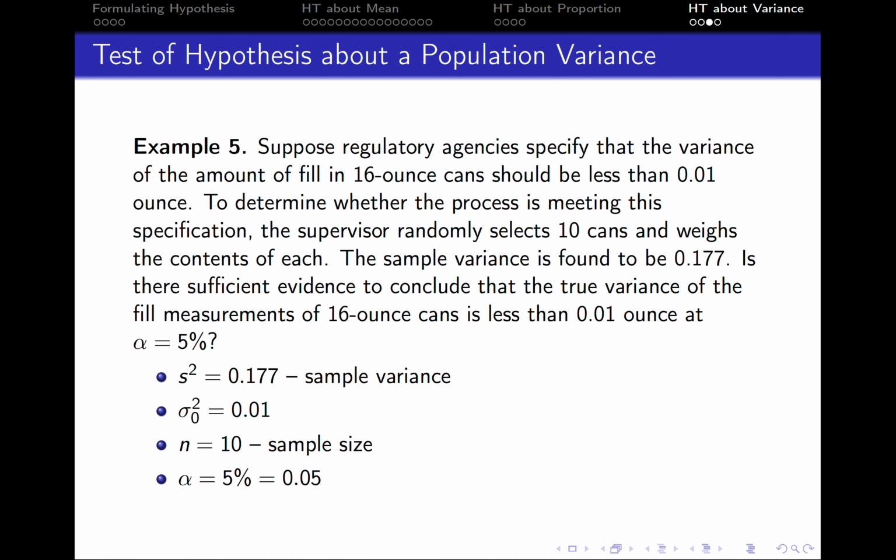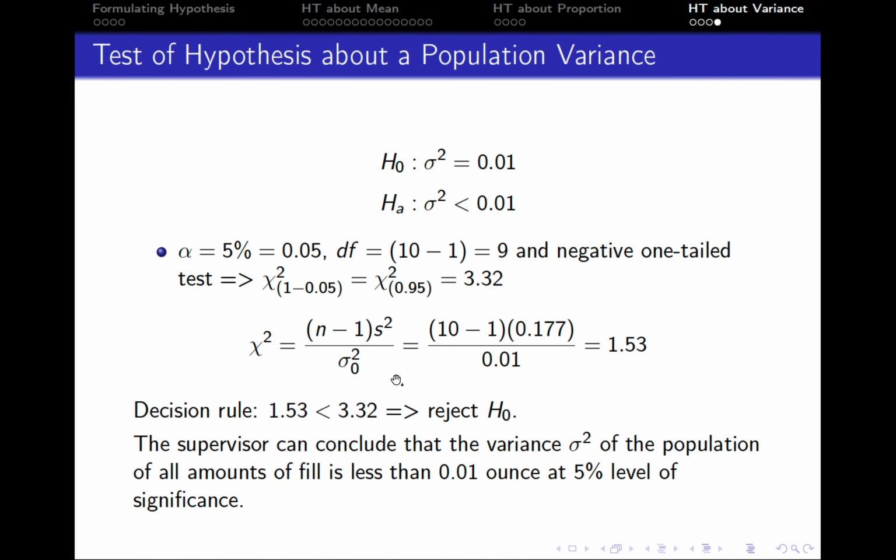So out of this problem, we can get the following piece of information. So sample variance is 0.177. The hypothetical population variance that we are comparing with is 0.01, the one that is specified by the regulatory agencies. The sample size is 10 cans selected by the supervisor, and the significance level that we use is 5% or 0.05. So as always, we start solving this type of a problem by formulating the null and alternative hypothesis.